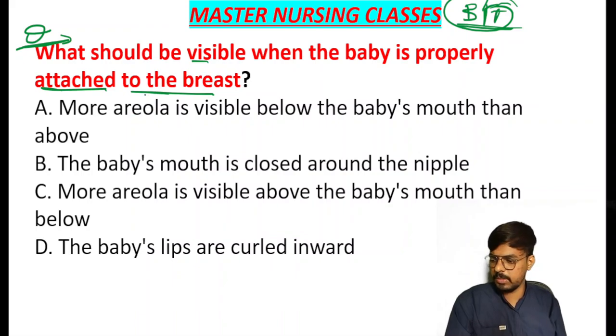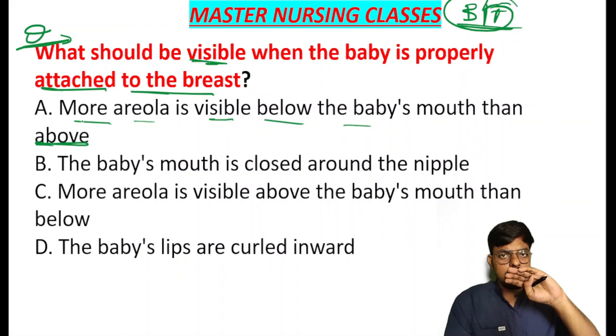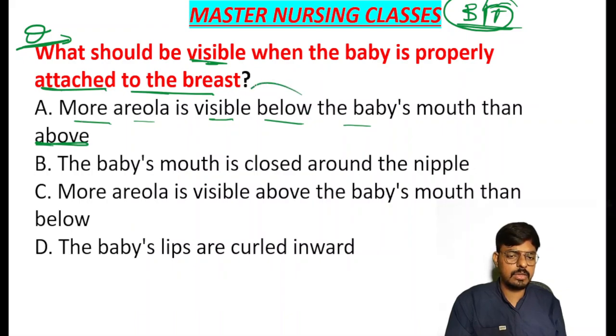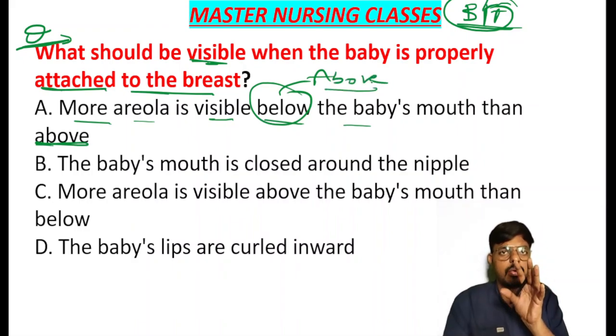Now in this question, you have to understand and identify what should be visible when the baby is properly attached to the breast. What is the sign of good attachment? Option A says more areola is visible below the baby's mouth than above. No, the more areola should be visible above, not below. More areola should be exposed above the mouth, not below the mouth. So option A I am eliminating.